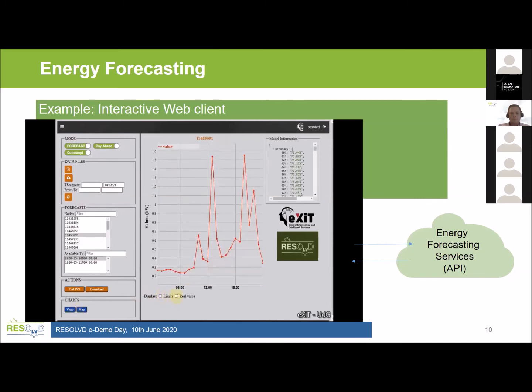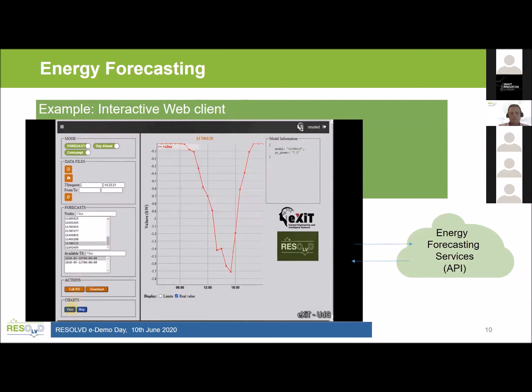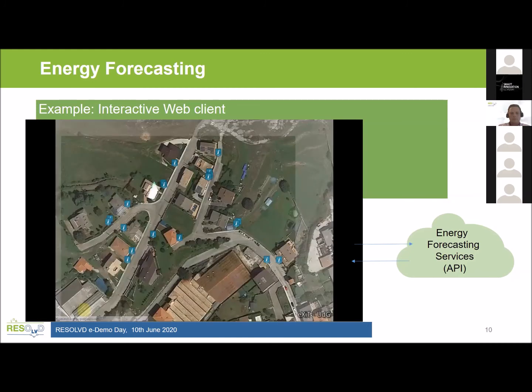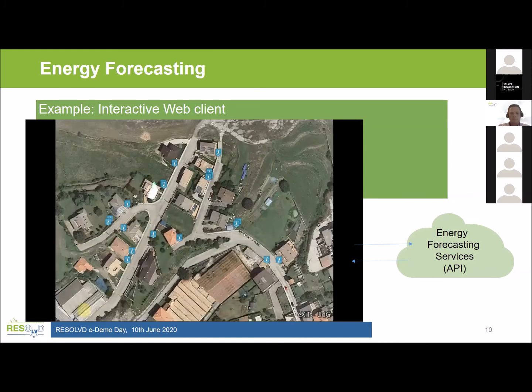This is a 1 day forecasting, 24 hours with a resolution of 1 hour. And also, this is the generation. In this case, we agreed with the partners that for generation, we will give negative values, just as a convention.